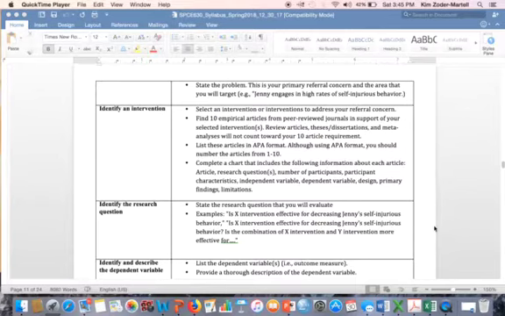After you have identified your intervention, you are going to identify your research question. So this is the research question that you are going to evaluate. So for example, is X intervention effective for decreasing Jenny's self-injurious behavior? And you would put in X, whatever the intervention is that you found. So is a token economy effective for decreasing Jenny's self-injurious behavior?